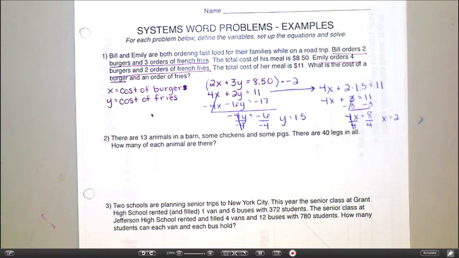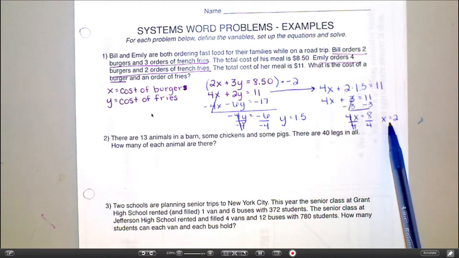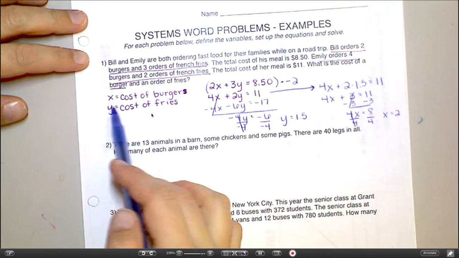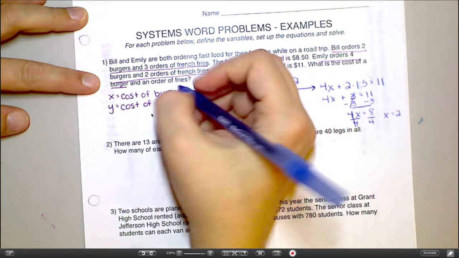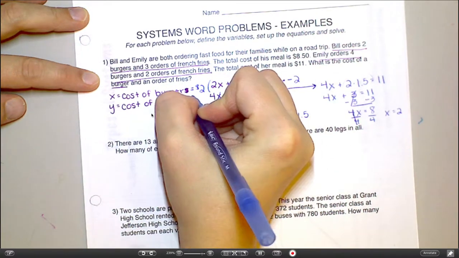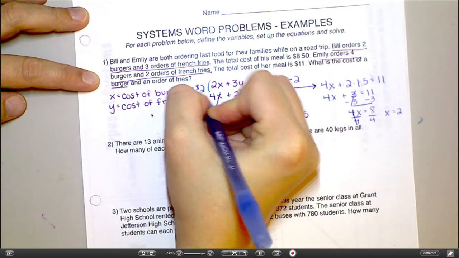Okay, I would probably not write this as a coordinate. Why? It's not a point. Right, it's not a point on a coordinate plane. We're not graphing this, okay? What do these numbers mean? The cost of fries and burgers. So a burger costs $2. French fries cost $1.50. So I would say something along the lines of, and you could even come back up here to where you defined your variable and say the cost of burger is $2 and the cost of fries is $1.50. Okay?